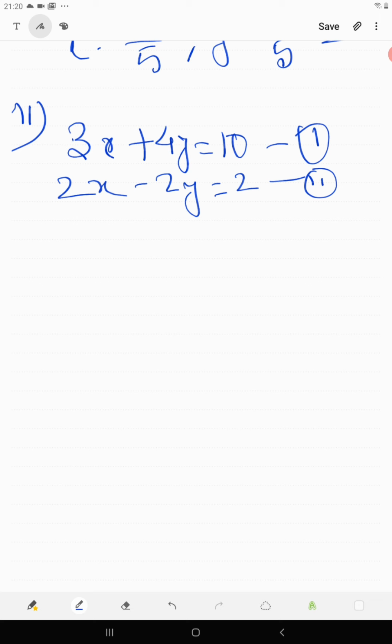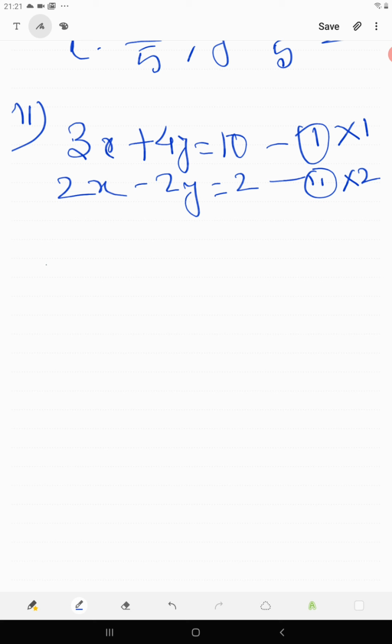So let's multiply with something that will give me the same number for y, and we don't need to change the sign and all. We'll add it up over here. So let's multiply 1 with 1, because 4 is twice of 2. If you see the second equation, the coefficient for y is 2. I am talking about the number, not the sign. So the number associated with y is 2, and the number associated with y in equation 1 is 4. So if we multiply the second by 2, then 2y into 2 is 4y. So the number becomes the same. That's why I am multiplying equation 1 with 1 and equation 2 with 2.